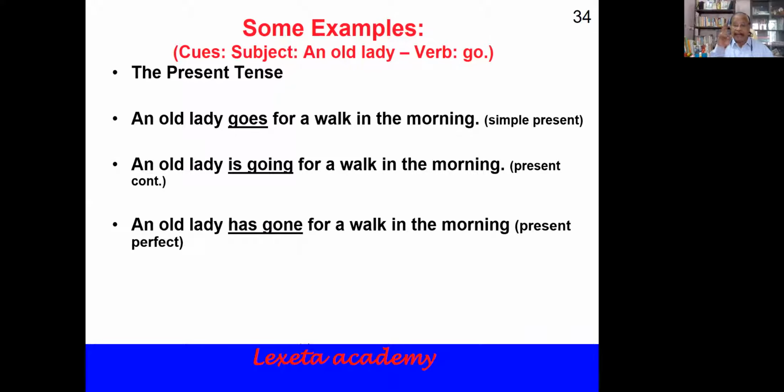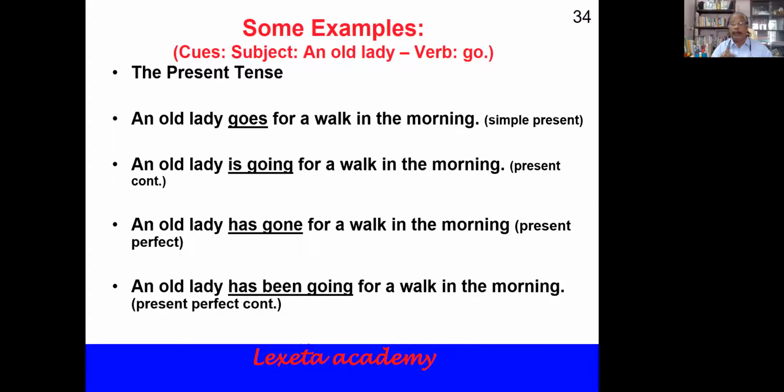Next, the same, an old lady, singular, has gone for a walk in the morning. Present perfect tense. Number 4, an old lady has been going for a walk in the morning. Goes, is going, has gone, has been going. The verb go got 4 functions.